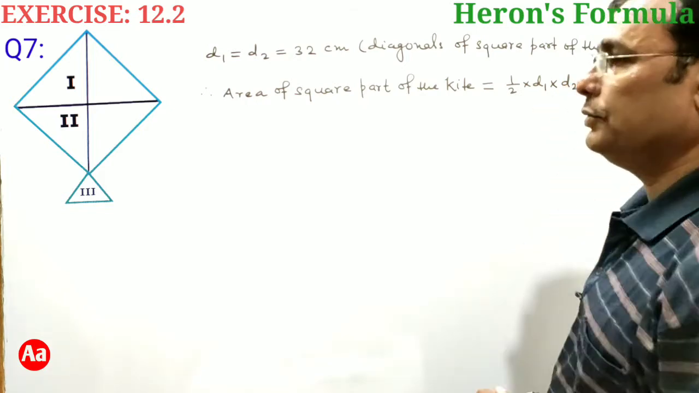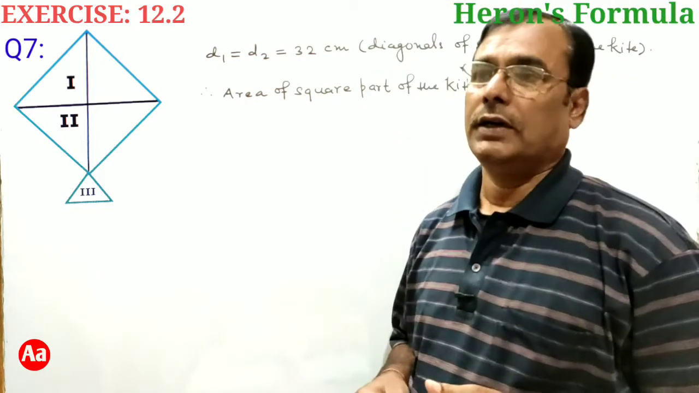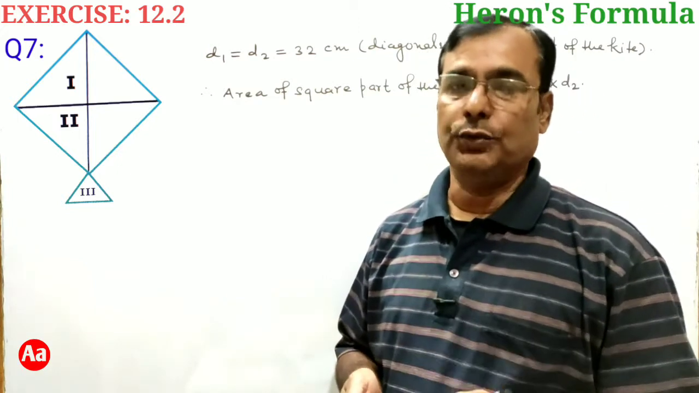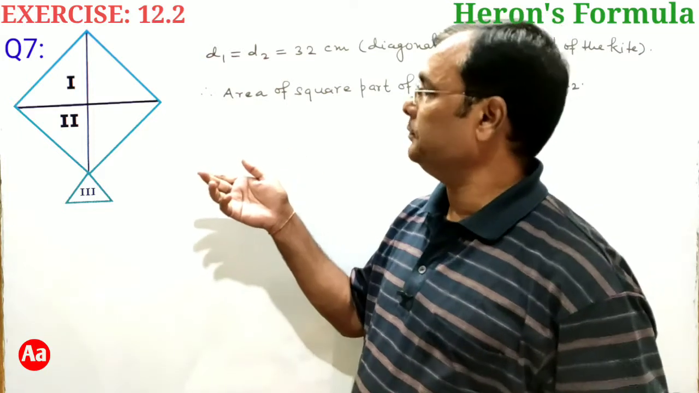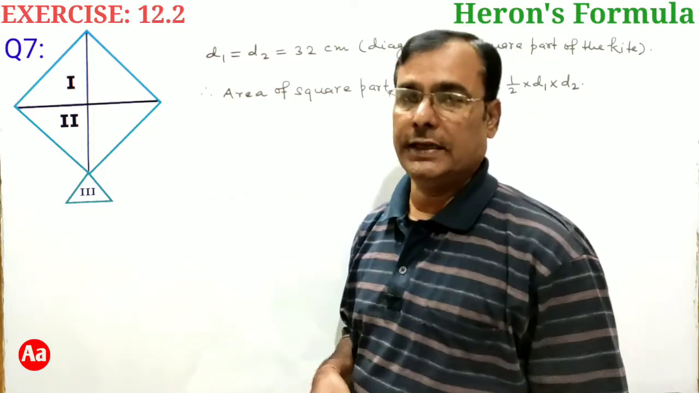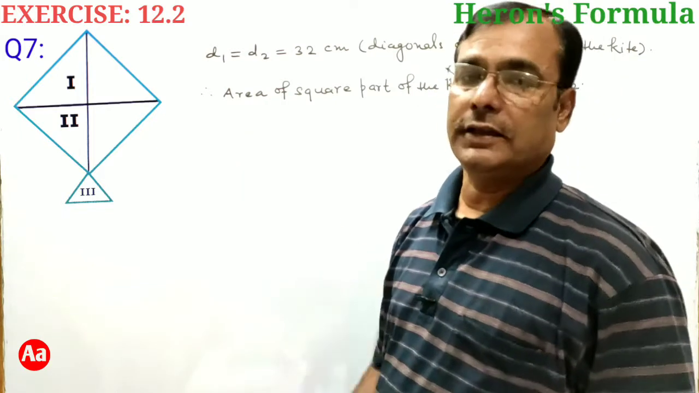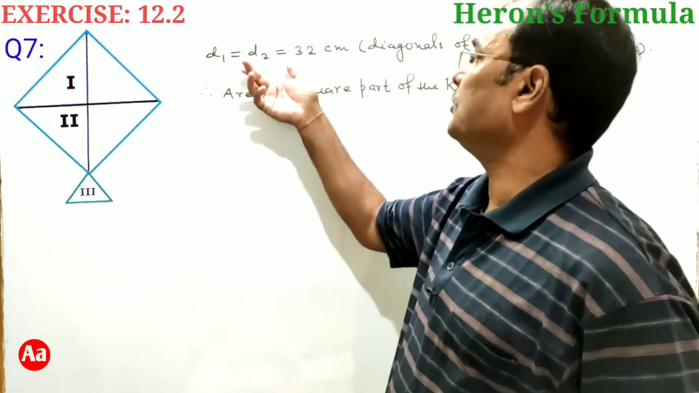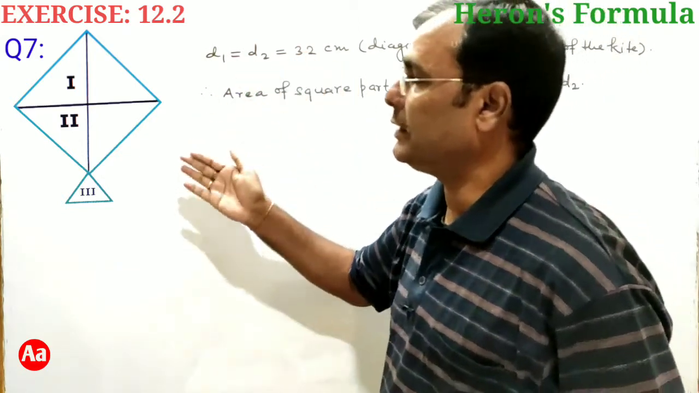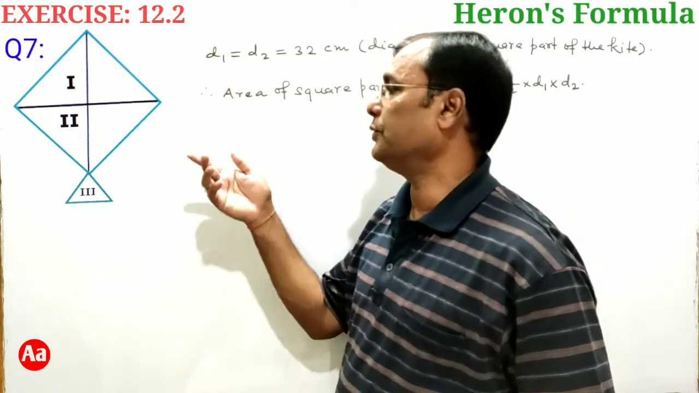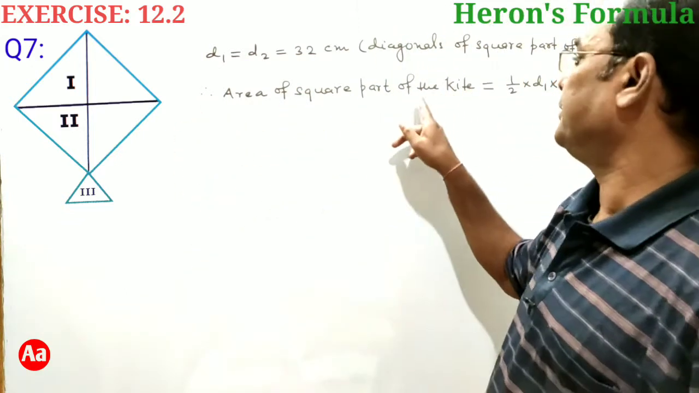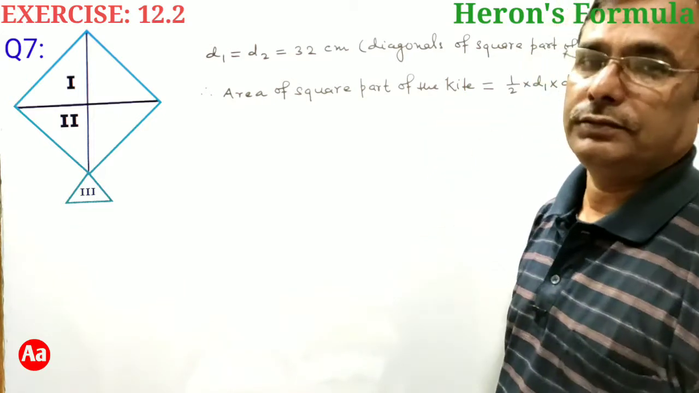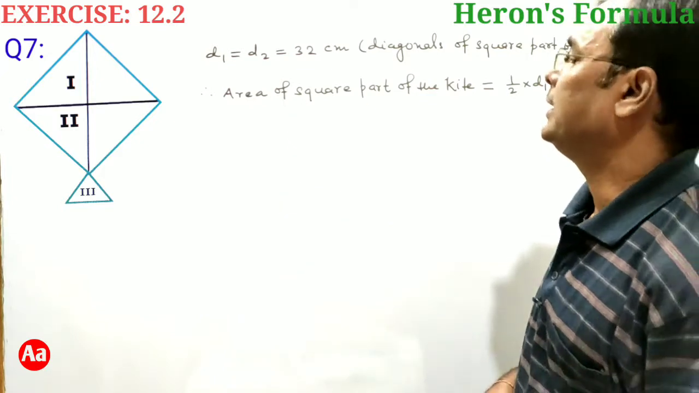This formula half into d1 into d2 is the formula for the area of a rhombus whose diagonals are d1 and d2. Here the square part of the kite is having diagonal 32 centimeter, and both the diagonals of a square are equal, d1 and d2 are 32 centimeter. A square is also a rhombus, that's why we are using half into d1 into d2 for the area of the square part of the kite.